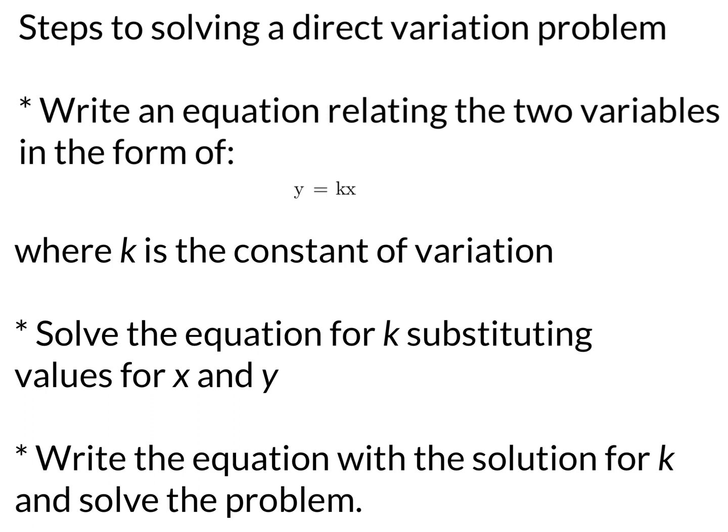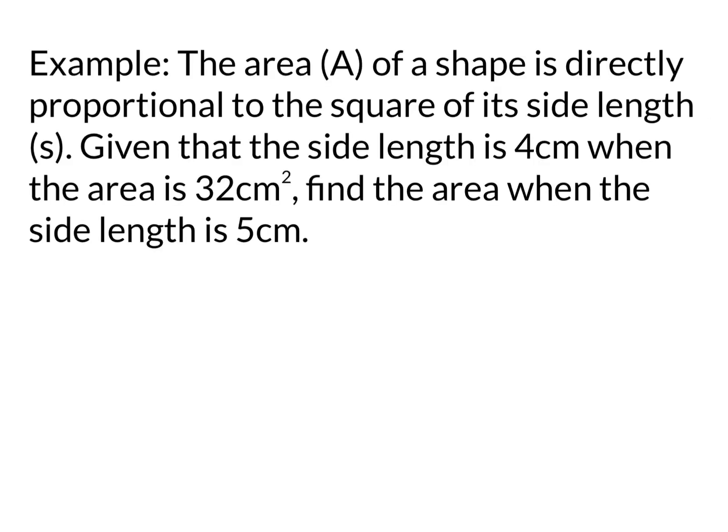So the steps with direct variation is that you write an equation relating the two variables. So we write it in the form of y equals k times x, where k is the constant of variation. And then you'll be given some information that will allow you to solve the value of k by substituting values of x and y. And then you finish by writing the equation with the solution for k, and you can solve the problem. So here's an example.